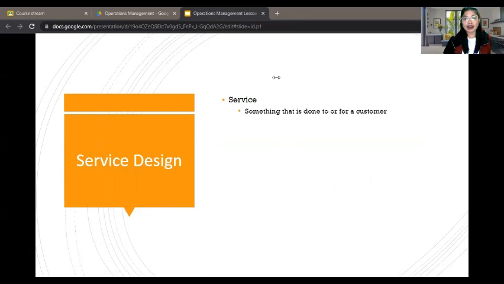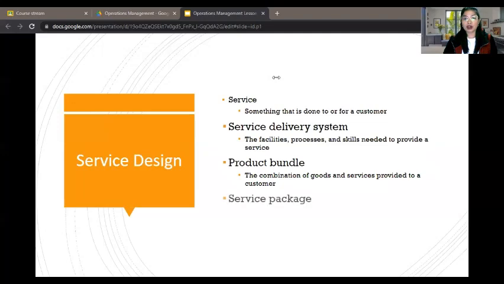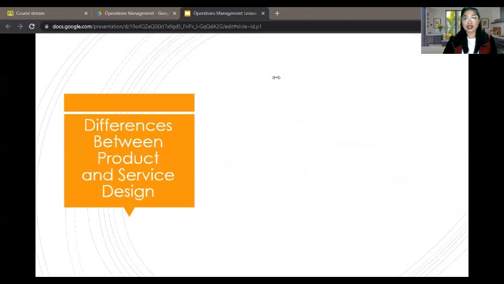Service design is all about service. Service means something that is done to or for a customer. Again, this is also about the service delivery system, the facilities, processes, and skills needed to provide the service; the product bundle, the combination of goods and services provided to a customer; and the service package, the physical resources needed to perform the service.